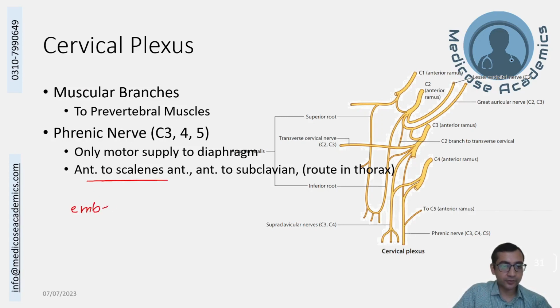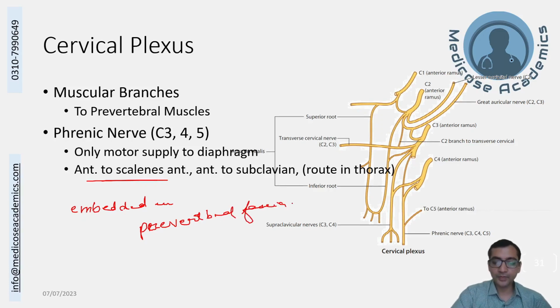On the way, it is embedded in which fascia? The prevertebral fascia. It moves down anterior to the subclavian artery, all the way down to the thorax, and the rest of the supply and the root will be discussed in the thorax lectures.